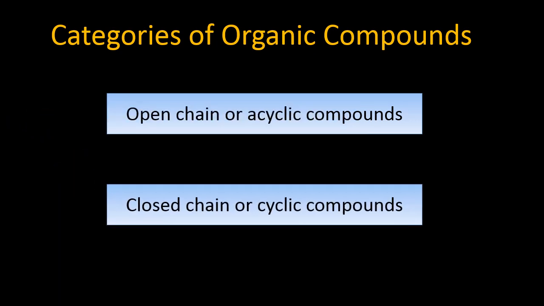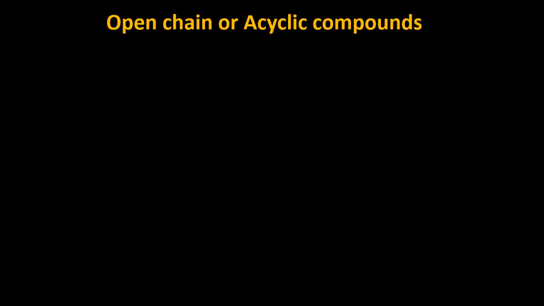And the next is closed chain. When hydrocarbons form rings, they will be known as closed chain hydrocarbons, or we can also call them cyclic compounds. Let's discuss them one by one. Open chain or acyclic compounds.